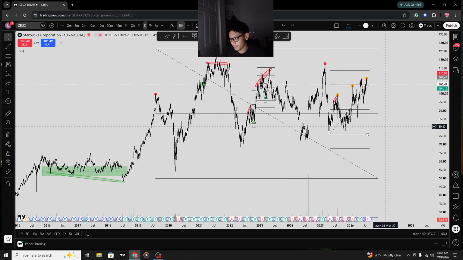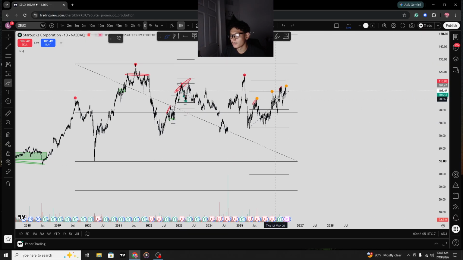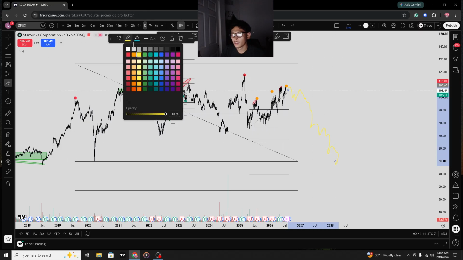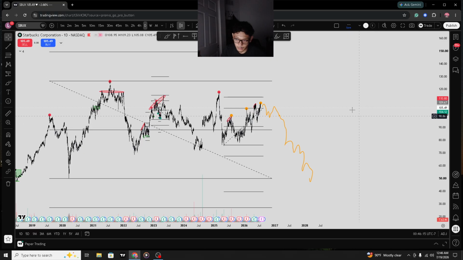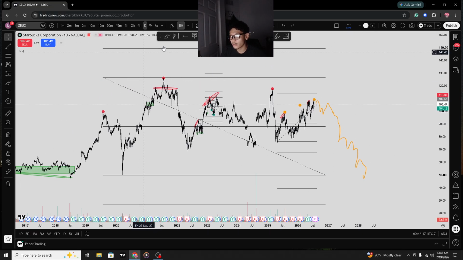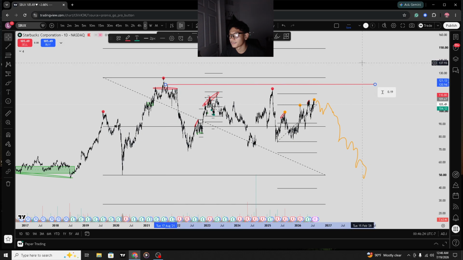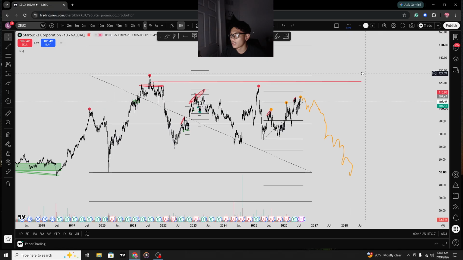So that's basically scenario one. Scenario one, boom, comes down. Okay, we'll label that orange since that's orange. And then the whole schematic would be complete. Or another thing that can play out would be there's still this liquidity above right here, right here at the $121.